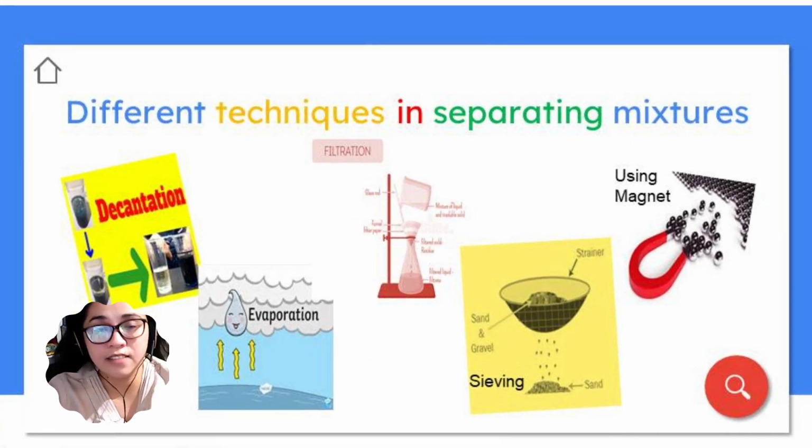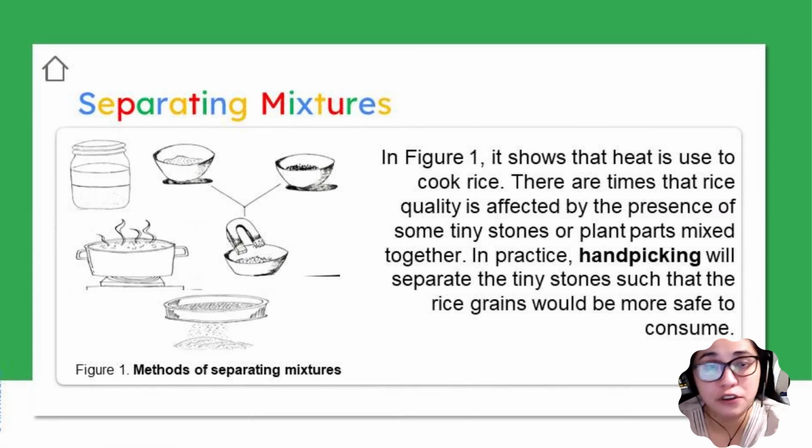The different techniques in separating mixtures: we have decantation, evaporation, filtration, sieving, and using magnet. If you will study figure number 1, it shows that heat is used to cook rice, or at times the rice quality is affected by the presence of some tiny stones or plant parts mixed together. In practice, hand picking will separate the tiny stones so the rice grains would be safer to consume.